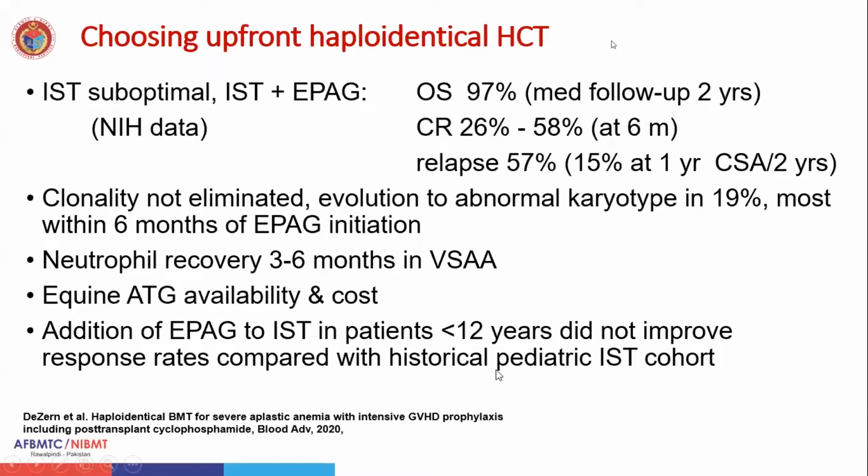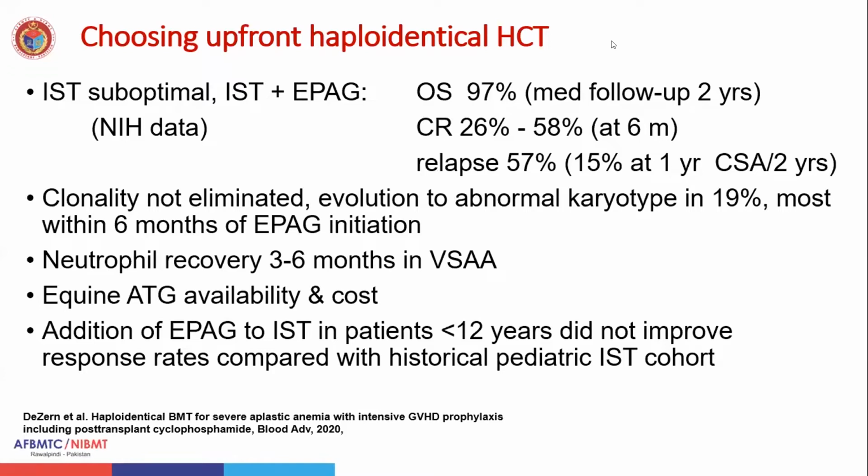So would we want to choose upfront haploidentical transplantation in patients who do not have an HLA matched donor and have severe or very severe aplastic anemia? Well, that's a difficult question. The results of immunosuppressive treatment have been suboptimal overall, and this is according to NIH data and our own experience.